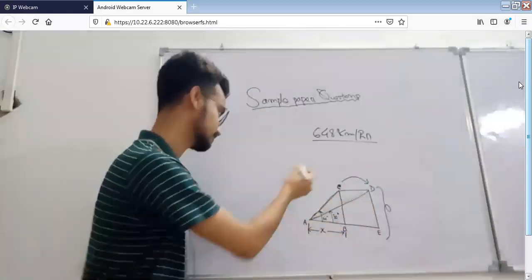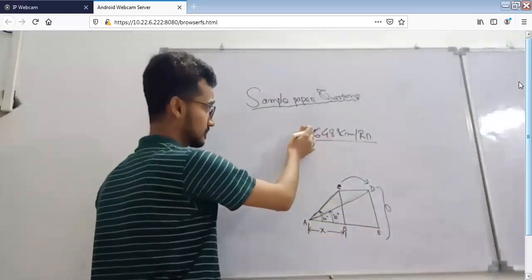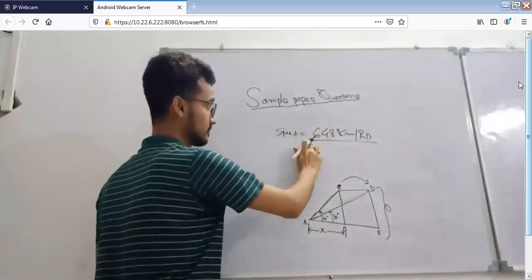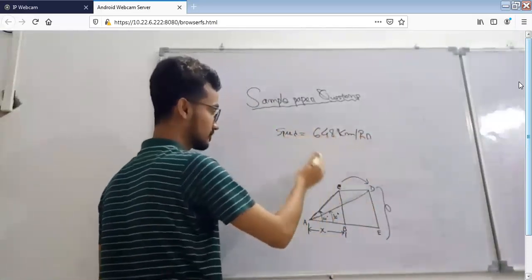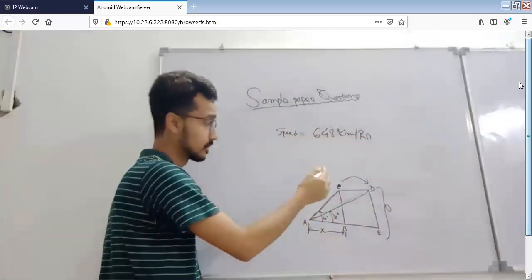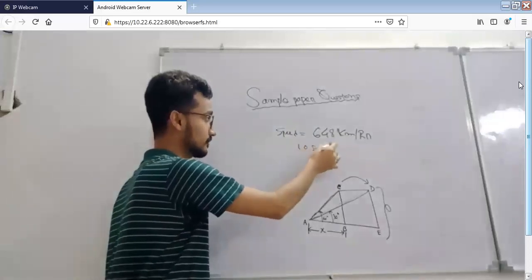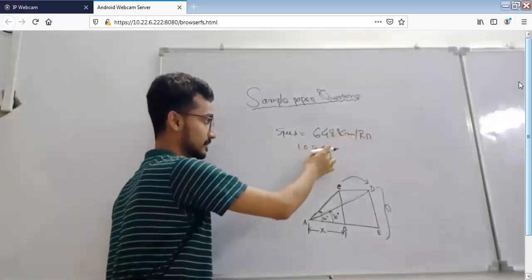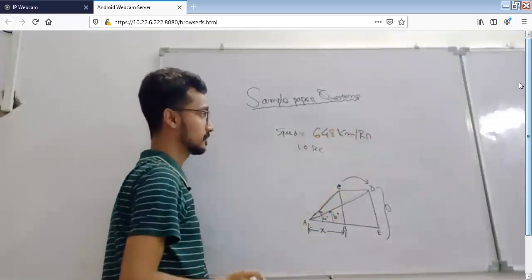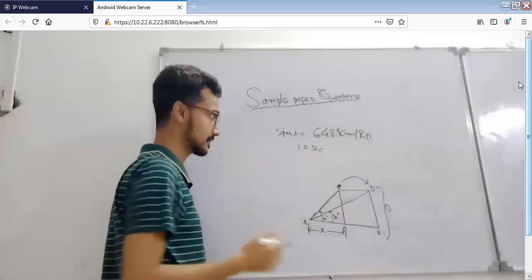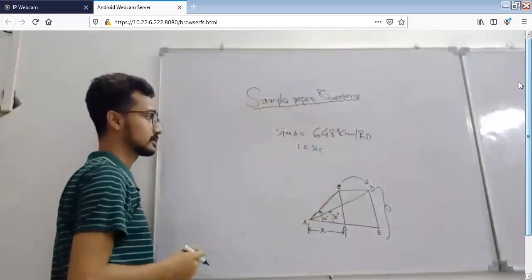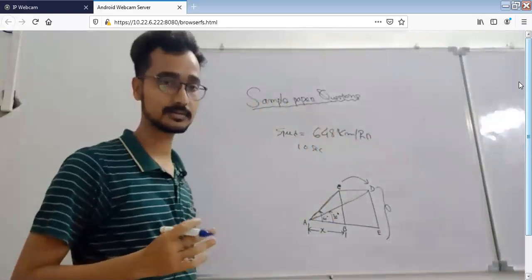Now see, this is the speed of your jet fighter in kilometers per hour, and the time is given as 10 seconds. The units are different: hour here, second there. So you have to convert hours into seconds. The SI unit of speed is meters per second. So the first thing you have to do is convert 648 kilometers per hour into meters per second.